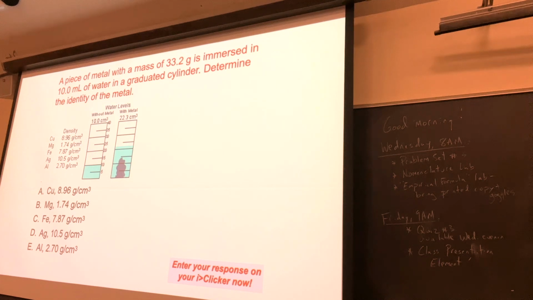And by the way, I am using milliliters here, even though it says centimeters cubed. Remember, a milliliter and a centimeter cubed are the same. Milliliters are usually used for liquids, centimeters cubed for solids, but they are interchangeable. So in this question, you want to solve for the density and then compare your density to the table. Density is mass, which is grams usually, divided by volume, which is milliliters or centimeters cubed. You want to take 22.3 minus 10 to get the volume of just the metal. You want the mass of just the metal divided by the volume of just the metal.